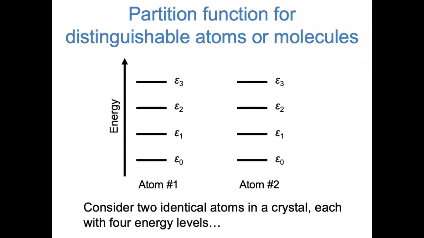Now we're ready to think about some math, and we'll start by looking at the partition function of distinguishable particles. In this example, we'll consider two identical atoms in a crystal, each of which has 4 energy levels, labeled epsilon 0, 1, 2, and 3. And those two atoms are independent of each other. Each one can be in any of the 4 energy levels.